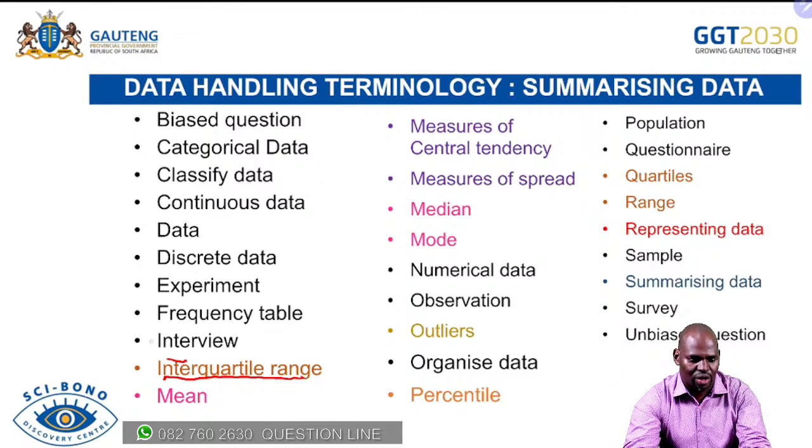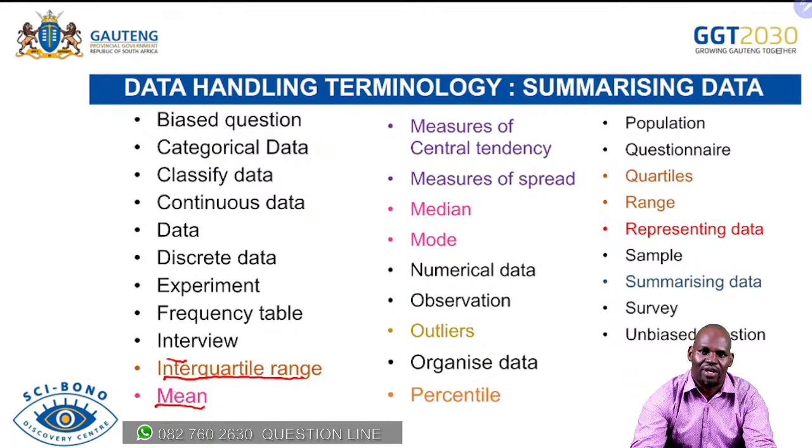Then the next one is mean. Now for mean, how can we define a mean? In simple terms, a mean is the sum of values. If you are given a list of values, the sum of values divided by the number of values. So if you've got 10 values, you add up the 10 values and then you divide them by 10.